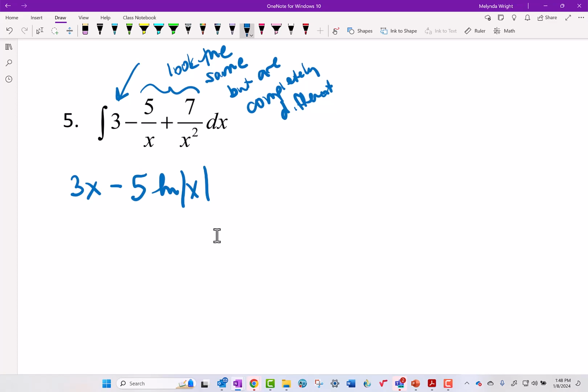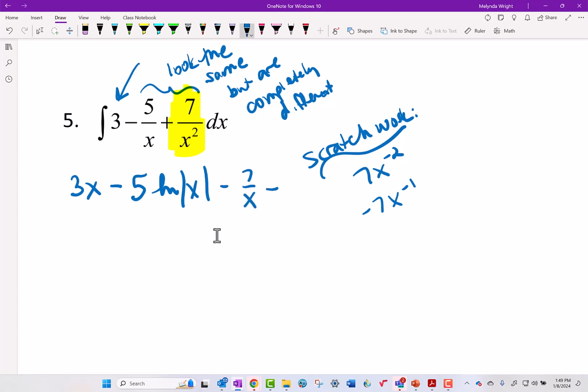So I'm going to do scratch work over here. I'm focusing on this one right here. I'm going to rewrite that as 7x to the negative 2. Are y'all okay with that algebra? 7x to the negative 2. So I'm going to do my reversal power rule here. I'm going to add 1. When I add 1 to negative 2, what do I get? Negative 1. And I'm going to divide by negative 1. 7 divided by negative 2 is just negative 7, x to negative 1. This is the antiderivative of 7x to the negative 2. Are you with me? So I would write that up here as negative 7 over x plus c.